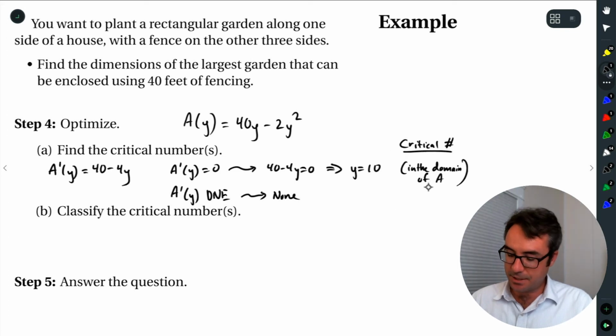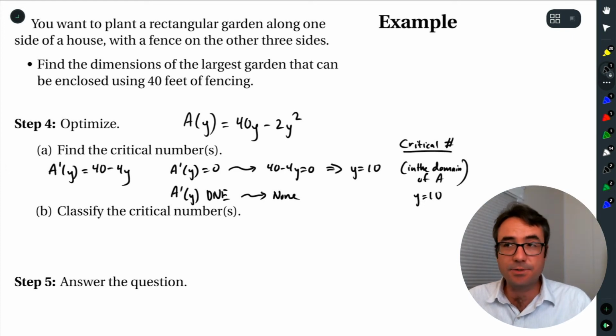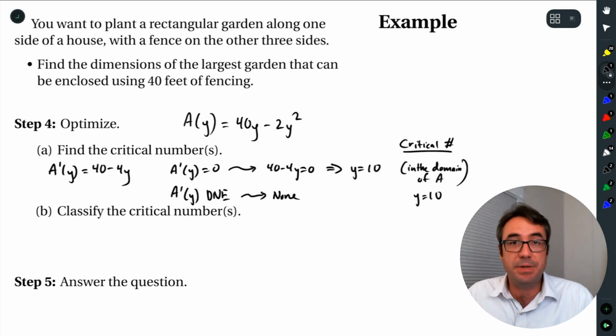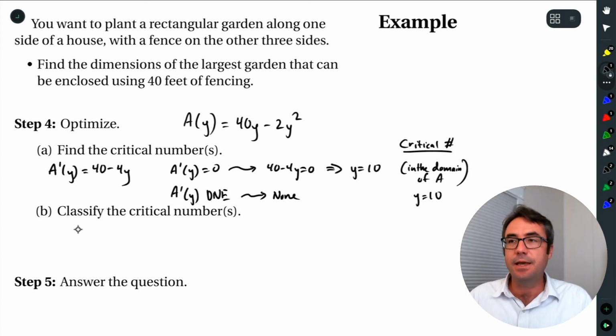So it actually is a critical number. That means if I'm going to have a max or a min, this is the only spot where I could have it for this function. All right, so we've identified that we do potentially have a max or a min. Now we actually need to figure out, is it going to be a max, or a min, or could it be neither? So this is where we have to classify it. And since these functions are so easy, probably second derivative test again.